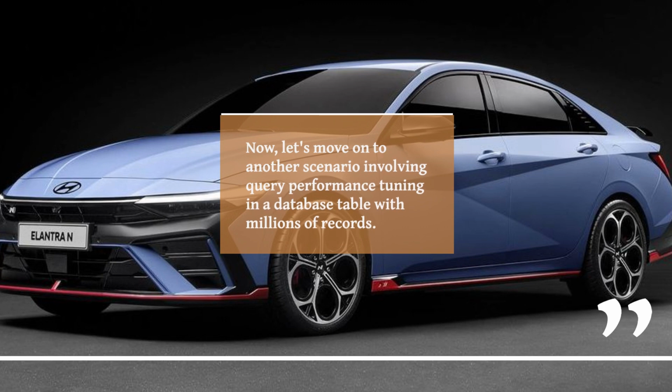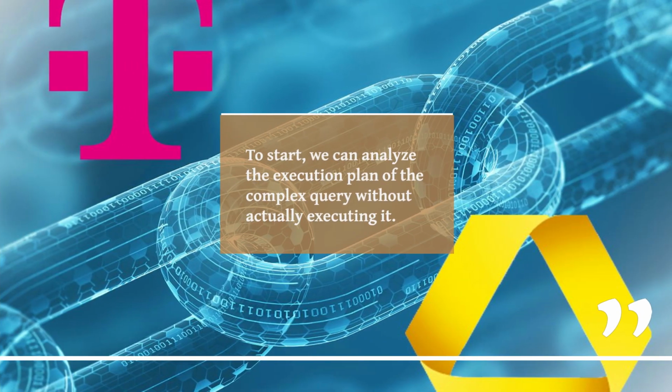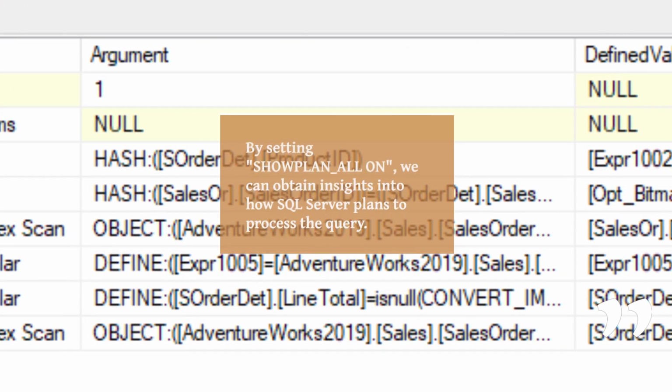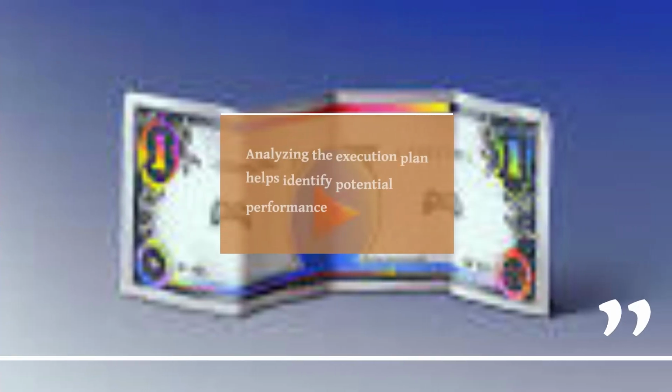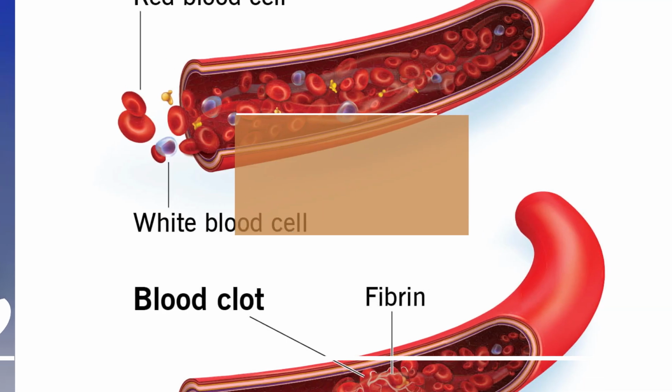Now, let's move on to another scenario involving query performance tuning in a database table with millions of records. To start, we can analyze the execution plan of the complex query without actually executing it. By setting SHOWPLAN_ALL ON, we can obtain insights into how SQL Server plans to process the query. Analyzing the execution plan helps identify potential performance bottlenecks such as missing indexes or inefficient join operations.